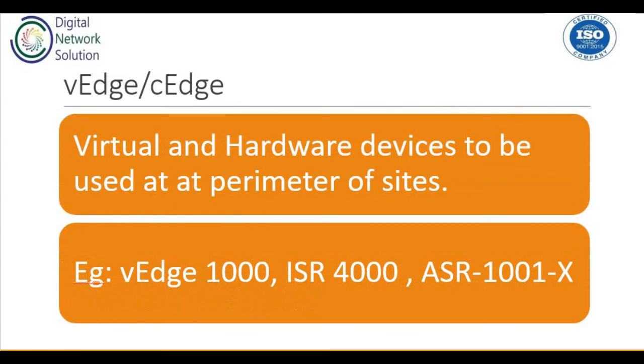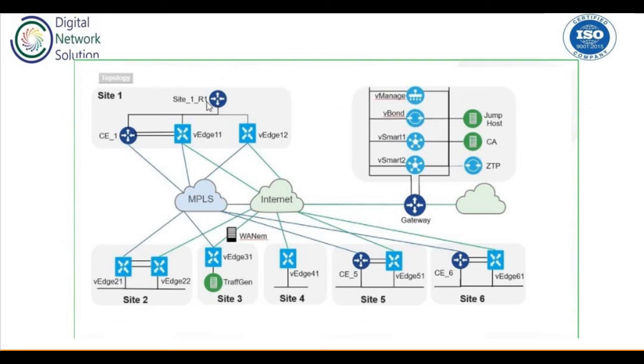vEdge can be virtual or hardware devices that can be used at the perimeter of the site. Some of the examples of vEdges are vEdge 1000, ISR 4000, cEdges, ASR, etc. There is a diagram of the vEdges, vSmart, and vBond in our network. In the next video, we are going to configure the vBond, vManage, and vSmart in our network.